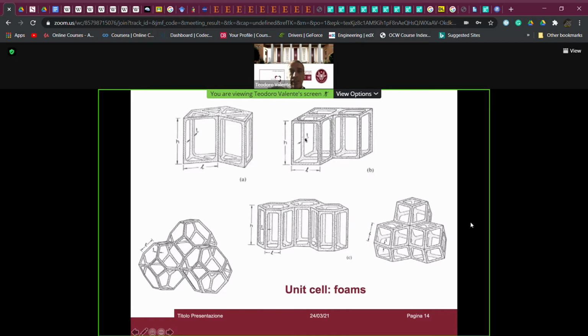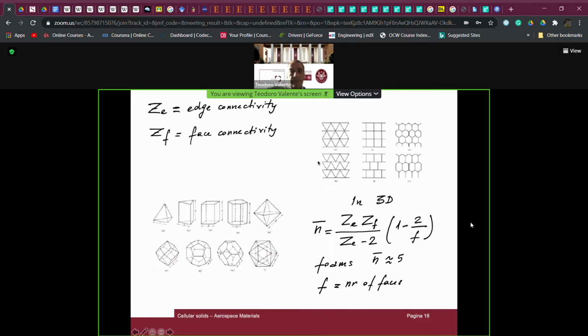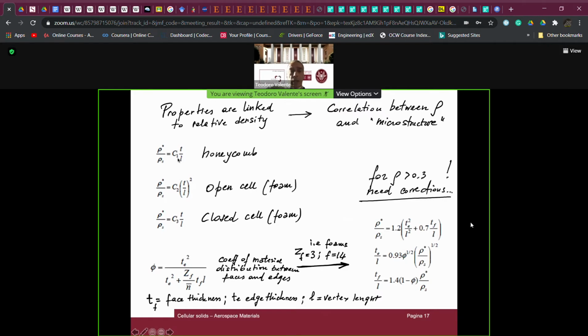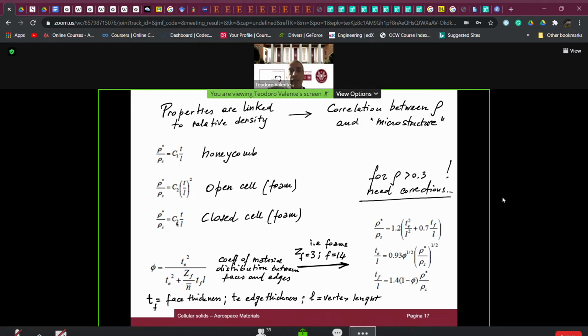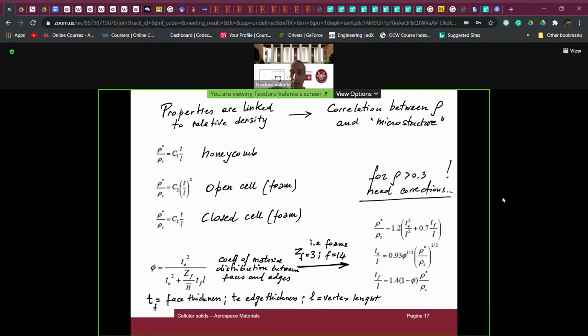Remember, here, T and L, okay? With a constant C1, C2, or C3, depending on whether we are discussing honeycomb, open cell foams, open cell cellular solids, or closed cell cellular solids, with a square here in the case of open cells, being the C1, C2, C3 constants, depending obviously also on the basic geometry, that is on the geometry of the single cells.